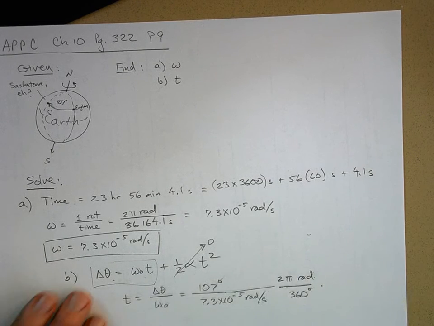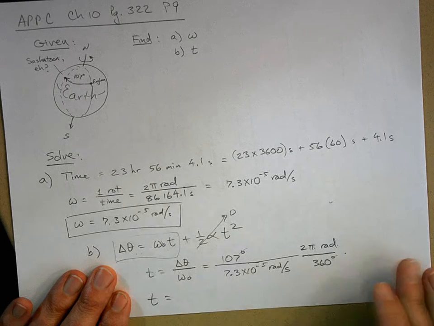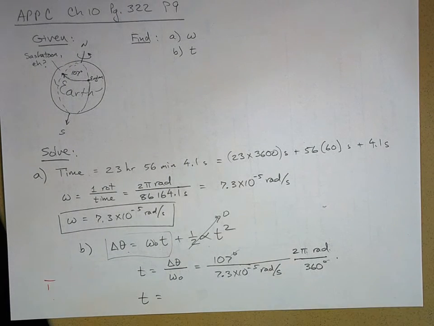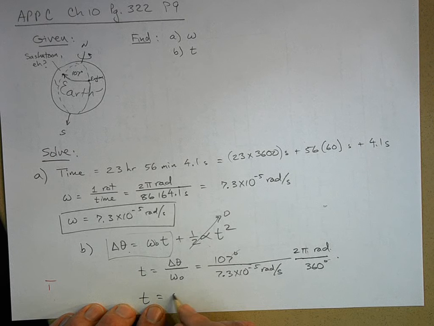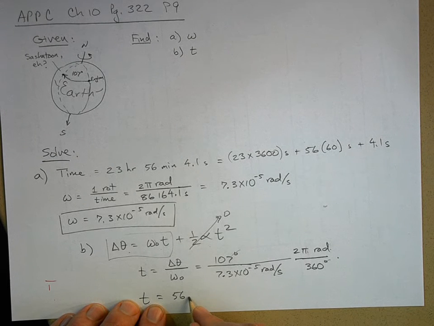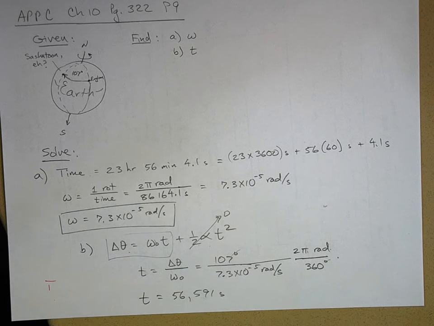And now we just need to get the time. Let's see, 107 times 2 times pi divided by 7.3 times 10 to the negative 5 divided by 360 equals, yikes, I get 56,591 seconds. That doesn't seem right to me. Did I make a mistake?